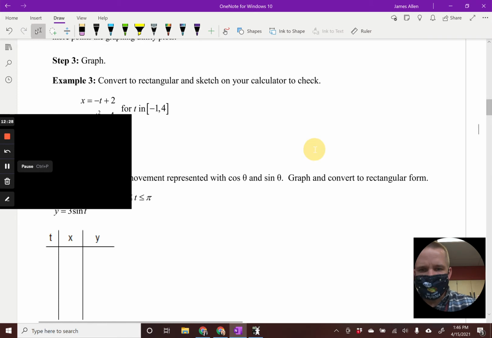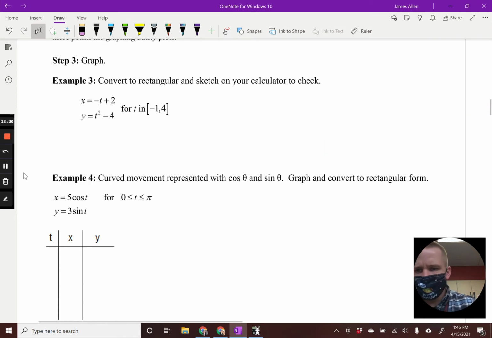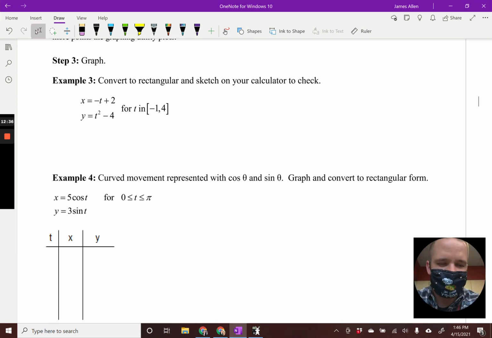All right. For this next one here, we're going to convert to rectangular. That's all we're doing here. And then we're going to sketch it on our calculator to check. The equation you're going to get is something pretty familiar to you. You'll see that it's like, hey man, that's legit. All right. So I am going to solve that top one, the x equals, for t. That one looks like the easiest approach.